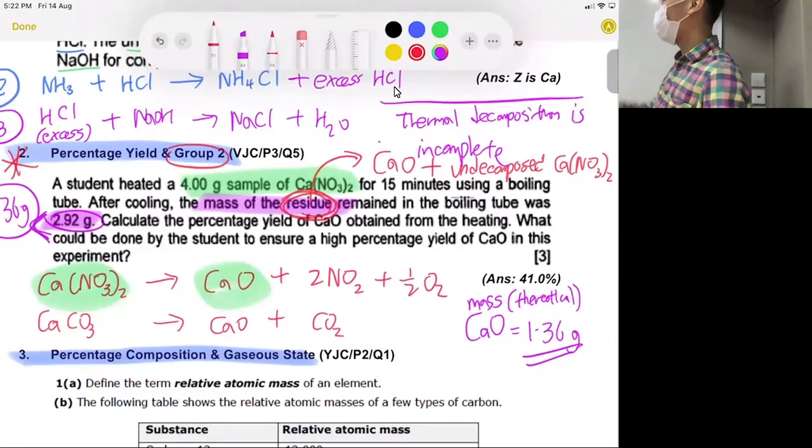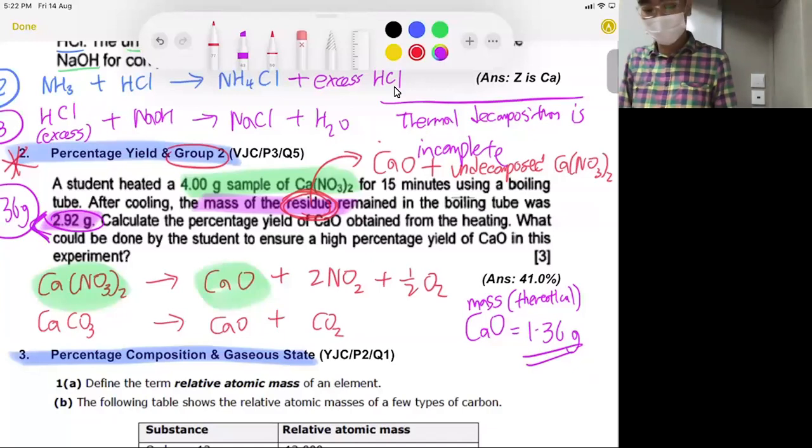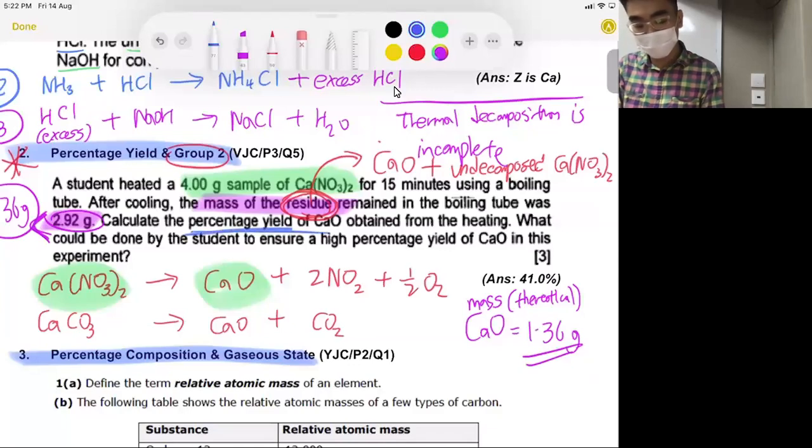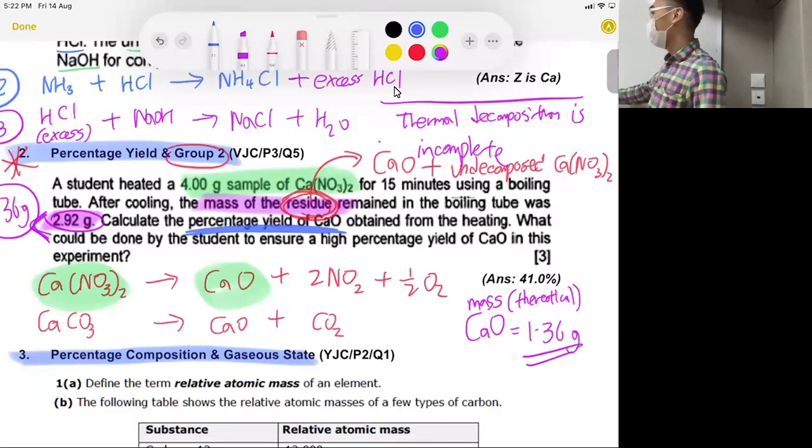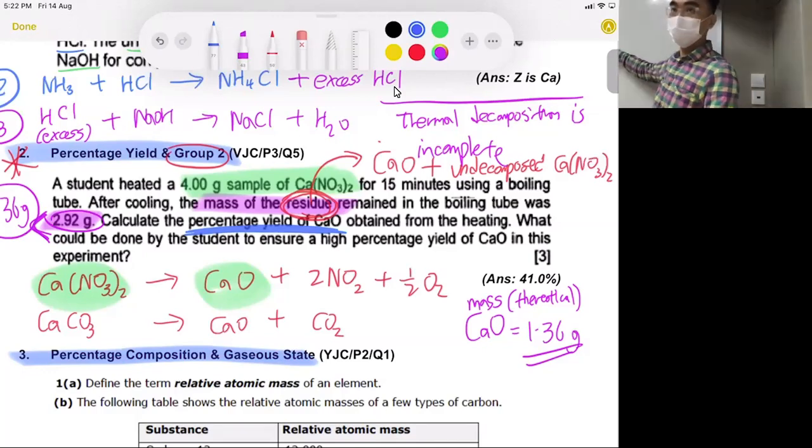So the undecomposed calcium nitrate is still lurking around, which is why the question actually did hint to you. If you bother to read and think a little bit more, the third sentence is in fact hinting that the heating didn't result in 100% breakdown, because we still ask you for percentage yield. If you get 1.36, the percentage yield is 100%. But if you get more than 1.36, that means there's still undecomposed calcium nitrate present.